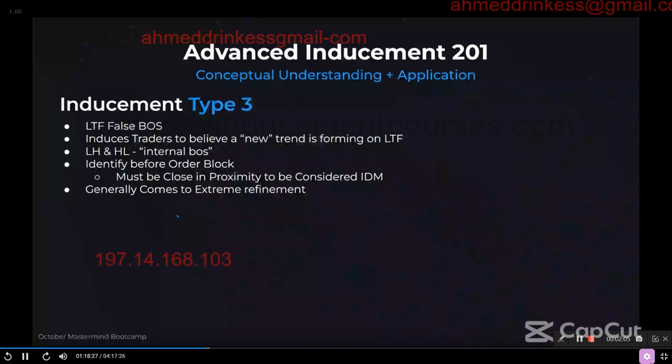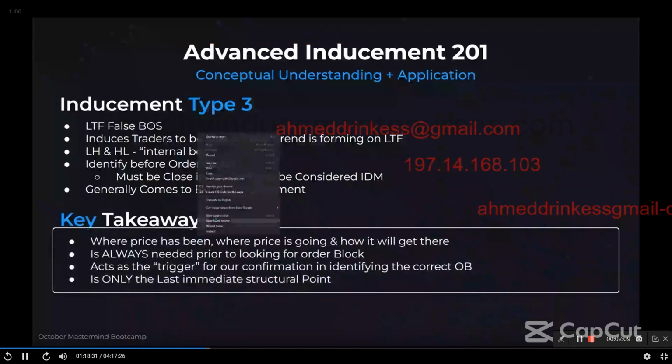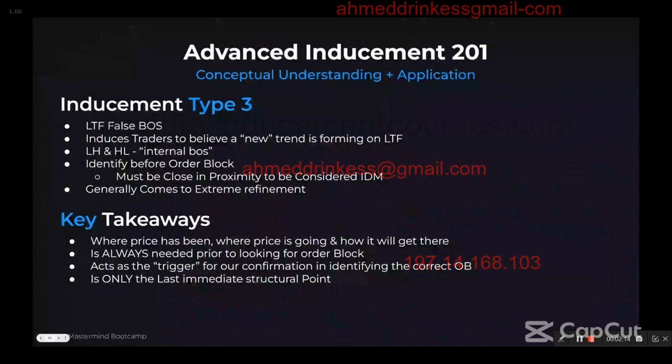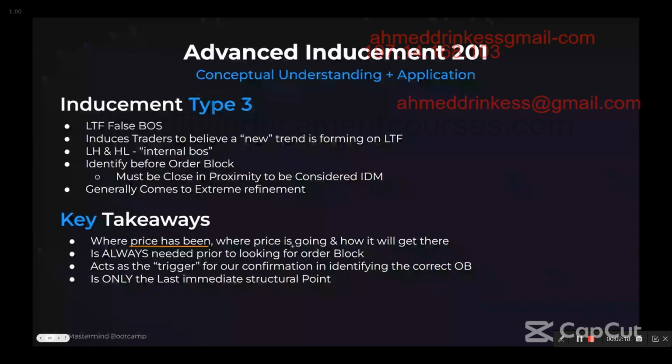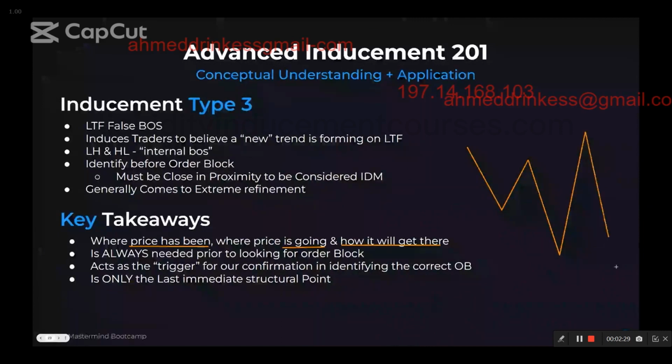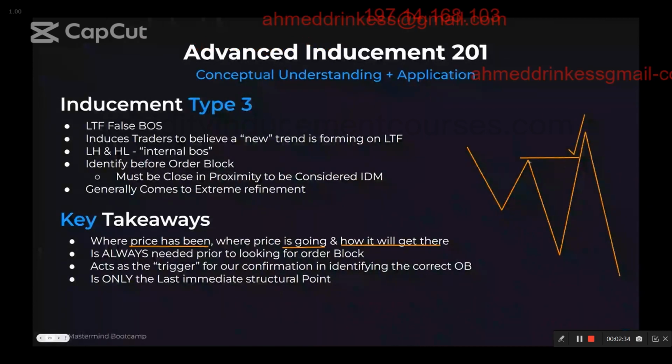All right. Now the key takeaways for the inducements, right? Again, remember, inducement, liquidity as a whole, but inducement tells us where price has been, where price is going, and how it will get there, as you're about to see in the next few slides. Inducement tells us where price has been. If we see this, we know this is where price has already been, right? It's already induced, trapped to the buy side, and now we're reversing.